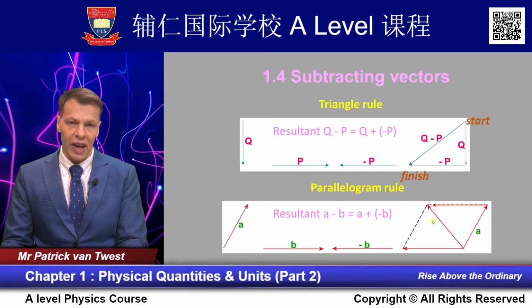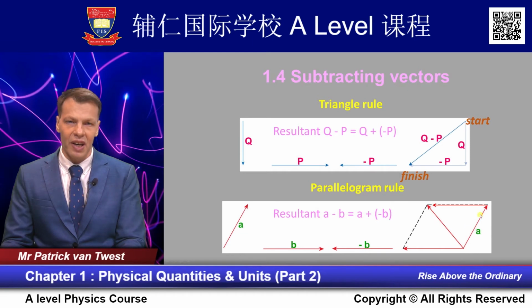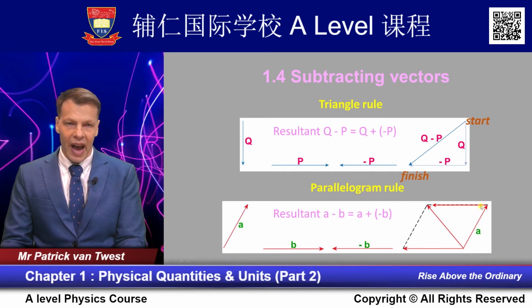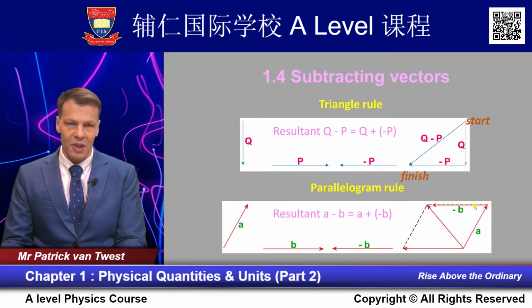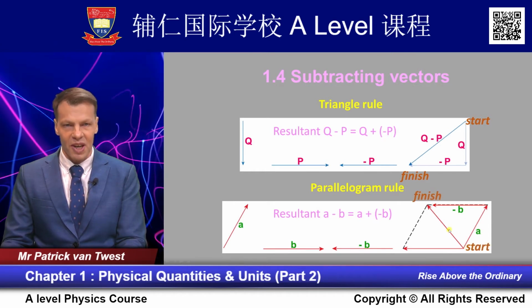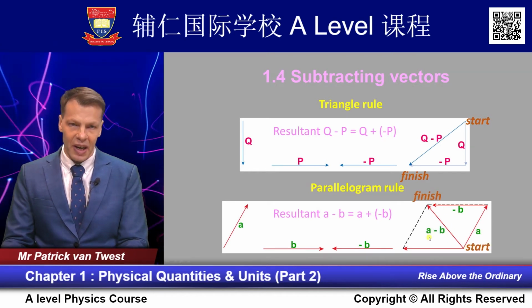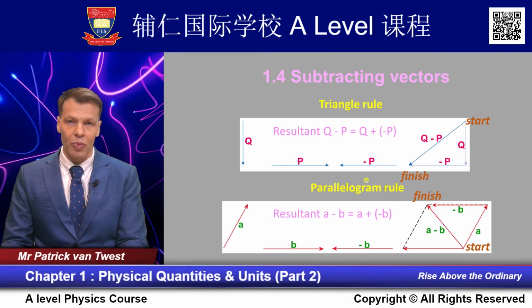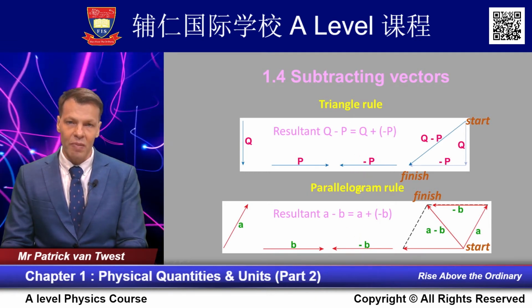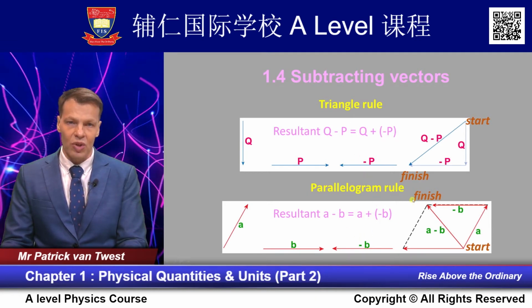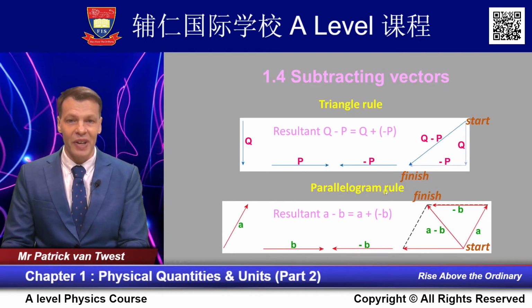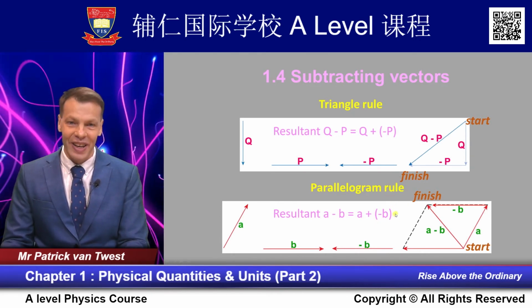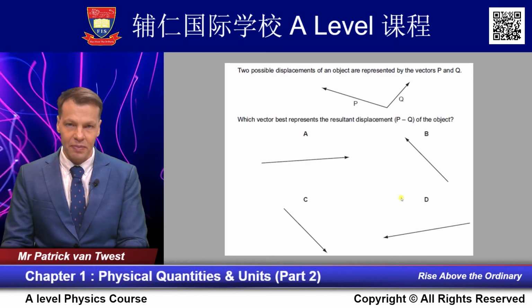And then I just do tail to head again. So I start with vector A here, and then I add negative B. So there's negative B, start to finish, there's my resultant, A minus B. I really recommend you practice a lot of these by actually drawing them and doing lots of practice just to get used to adding vectors. It's not something we naturally do from when we're small, so it's good to practice as much as you can.